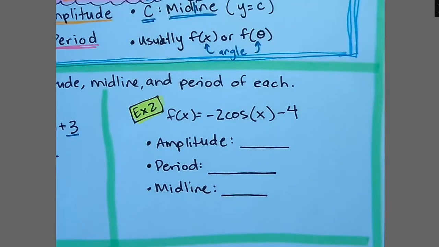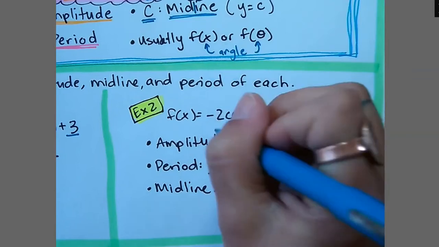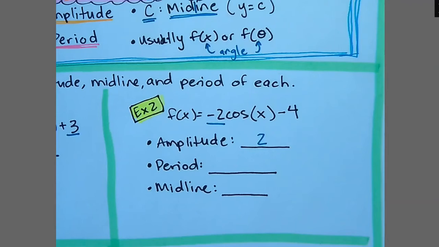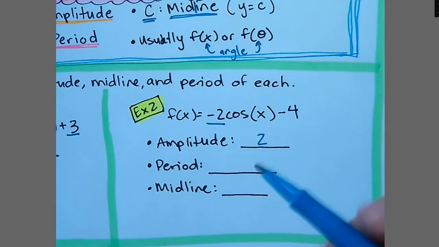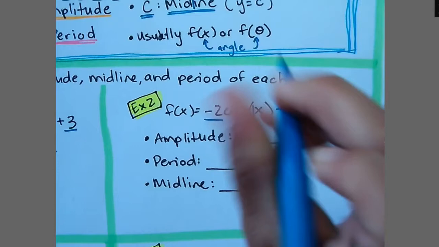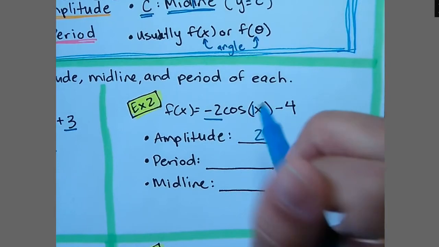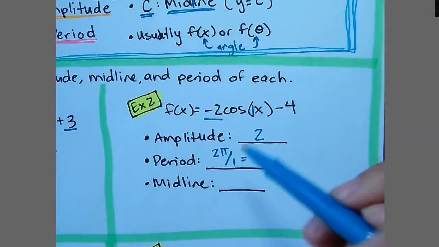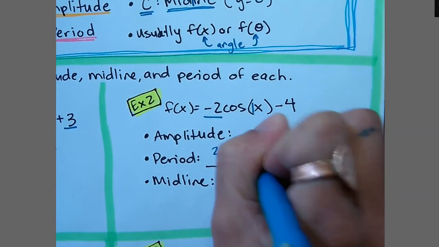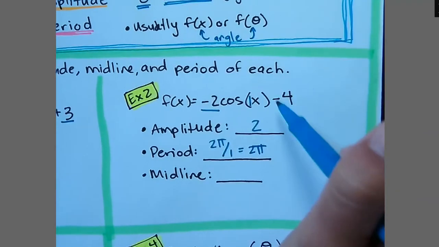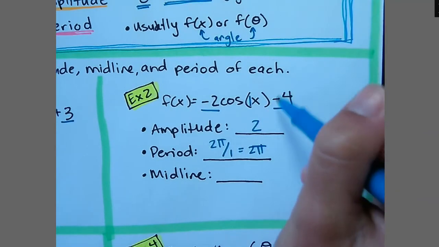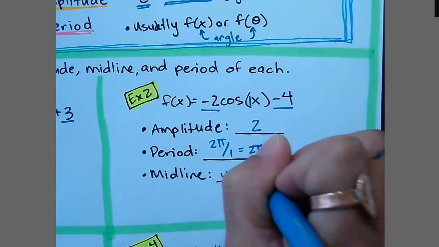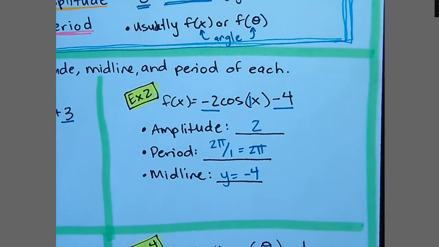Starting at the beginning, the amplitude is the absolute value of the number in front. So since this is negative 2, the amplitude is just positive 2. Then we're going to look at the period. The number in front of x is 1, so the period is 2 pi divided by 1. But anything divided by 1 is itself, so the period is just 2 pi. All right, and then the midline is just the number on the end, and we have to take this entire number on the end. So this is negative 4, the midline is y equals negative 4. Don't forget the y equals in these problems. That's the only tricky thing.